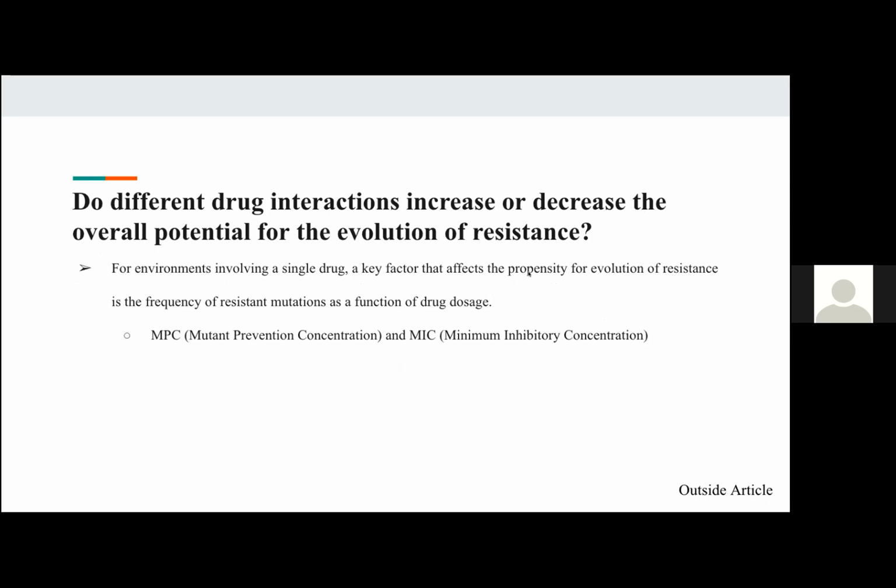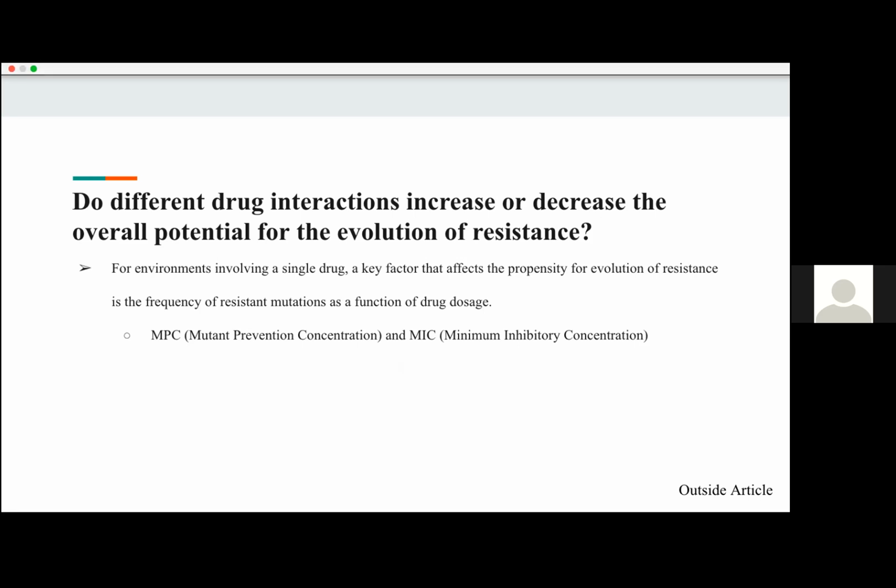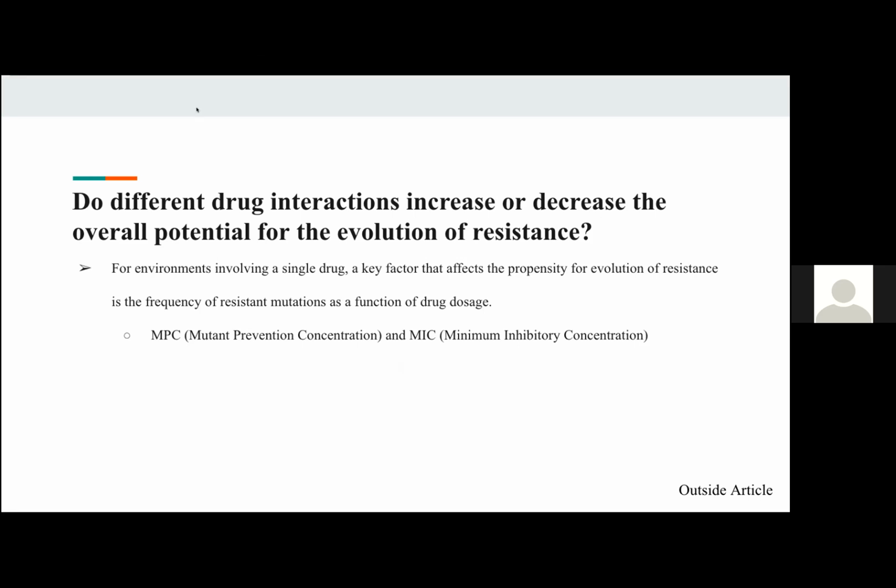For environments involving a single drug, a key factor that affects the propensity for evolution of resistance is the frequency of resistant mutations as a function of drug dosage. The drug concentration that corresponds to the final step at which the frequency of resistant mutations drops below a detectable level is termed the mutant prevention concentration, MPC.